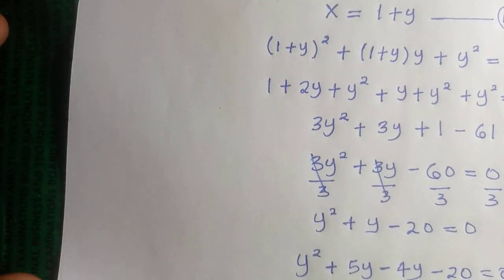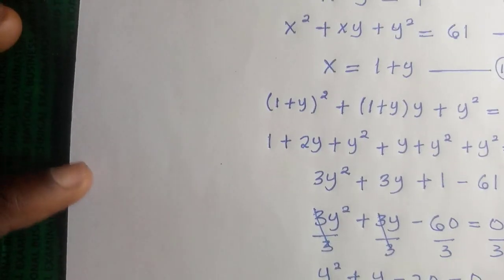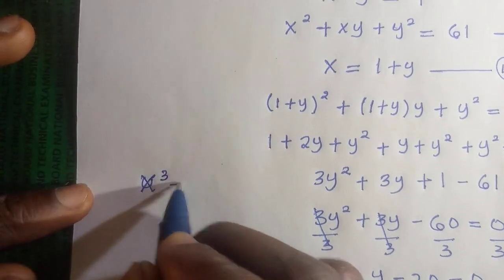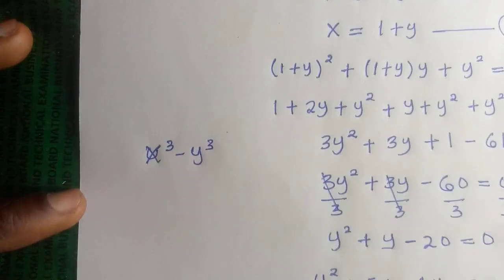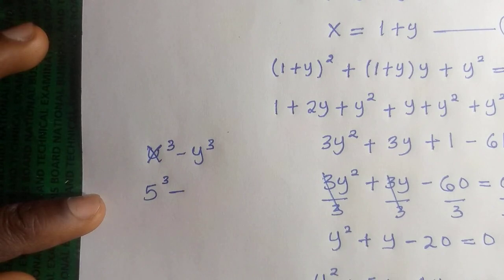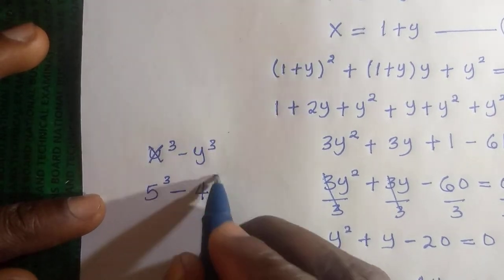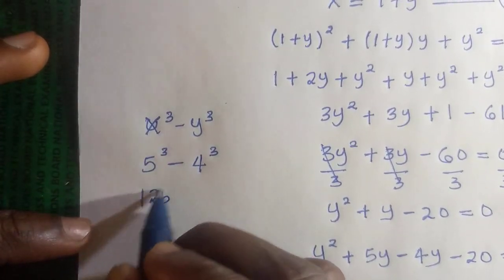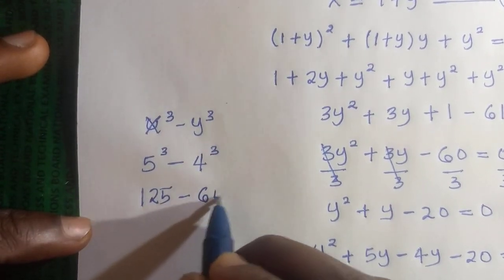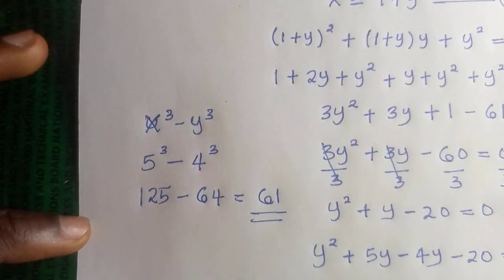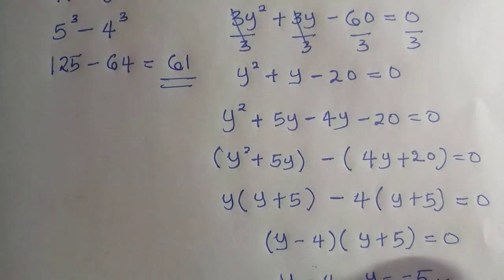If we try to check this, where we have x raised to power 3 minus y raised to power 3, if x is 5, that is 5 to the power 3 minus, and y is 4, which is 4 to the power of 3. So 5 to the power of 3 gives us 125, and 4 to the power of 3 is 64. When we subtract this, we get 61, which shows that the values we got really satisfy this problem.